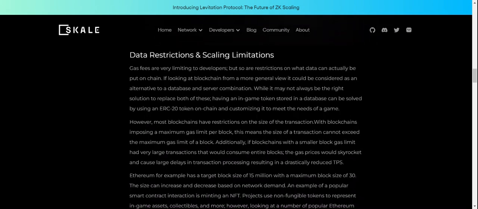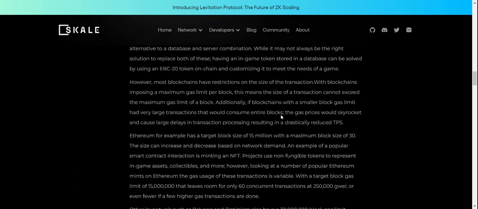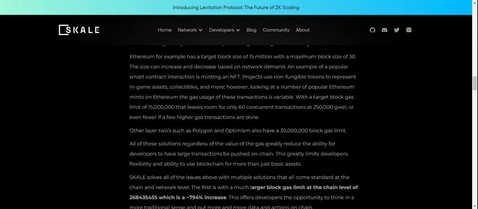E fit no right make we replace both of dis with solution, but if we get in-game token wey we dey store in a database, we fit solve dat one by using ERC20 token on chain and customizing to meet the need of dis game. So data limitation sef dey.